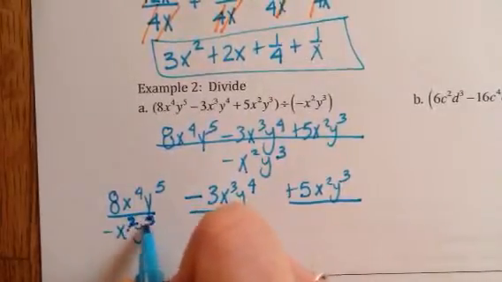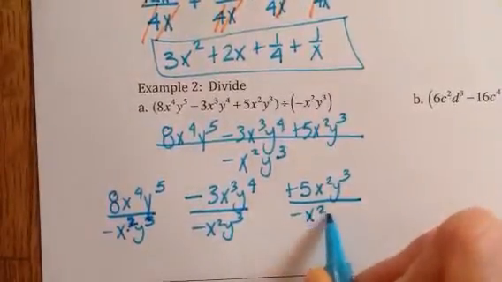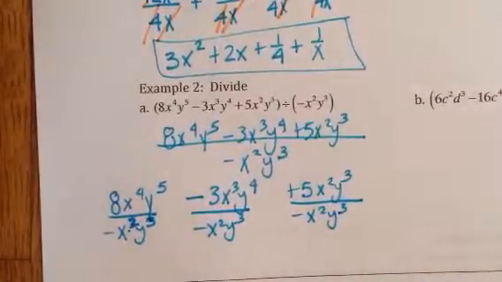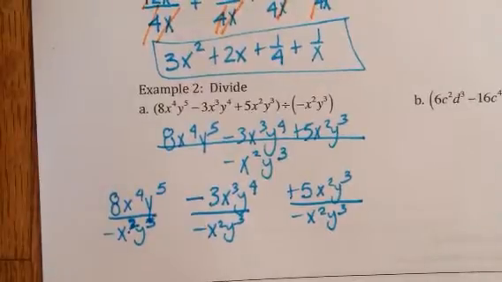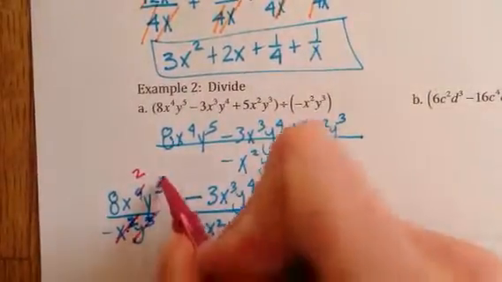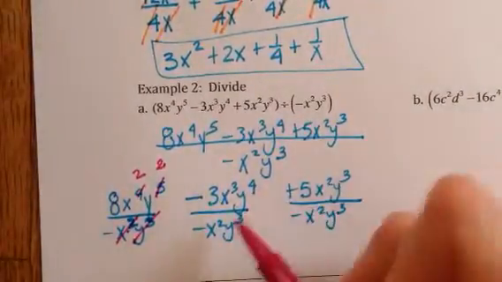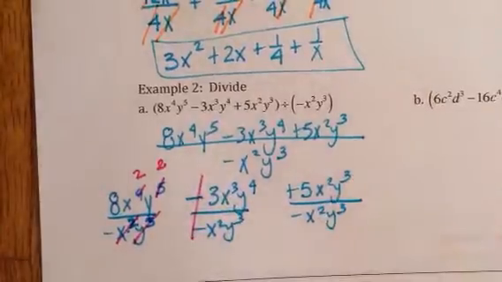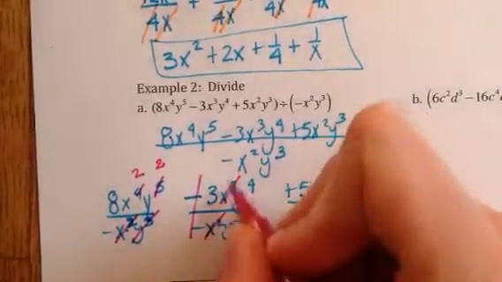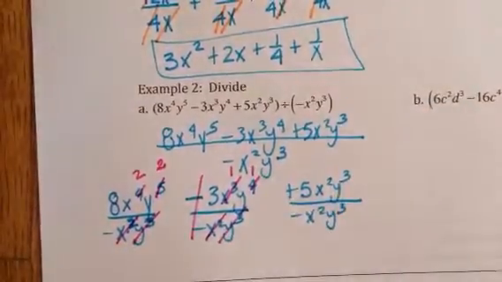x squared y cubed, negative x squared y cubed, negative x squared y cubed. And you can see here I took my signs with me, and that's going to help me with my cancellation and then knowing what my answers need to be. 2 of these x's can cancel out with 2 of those. 3 of these y's can cancel out with 3 of those y's. Here my negatives will cancel out. 2 of my x's will cancel out with 2 of them, leaving 1. 3 of my y's will cancel out, leaving me with 1.